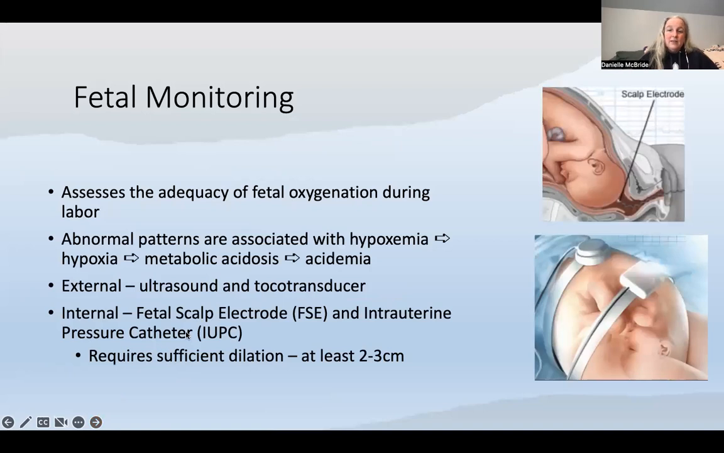Fetal monitoring is something that we're going to have a separate video for. Okay, so watch for that. I think that is it for labor and birth.